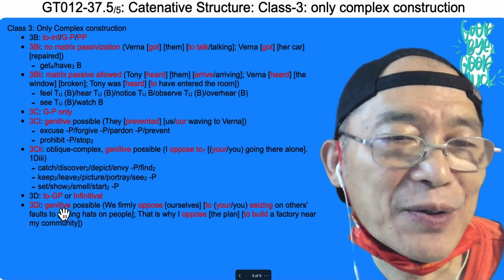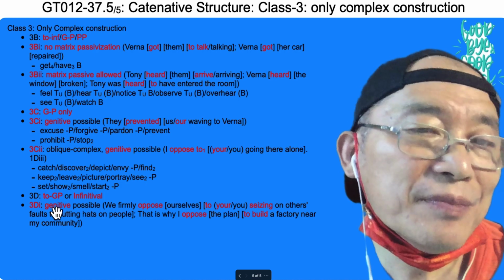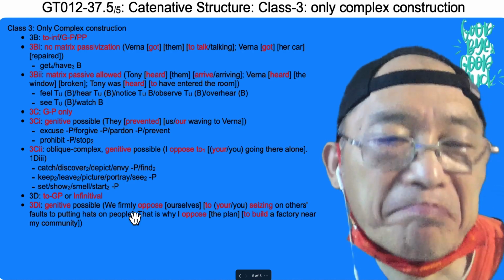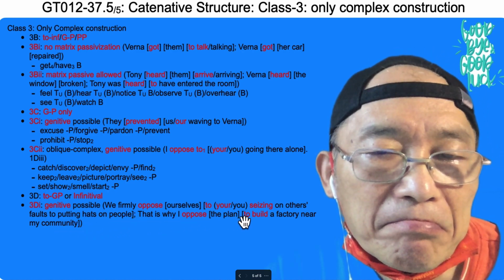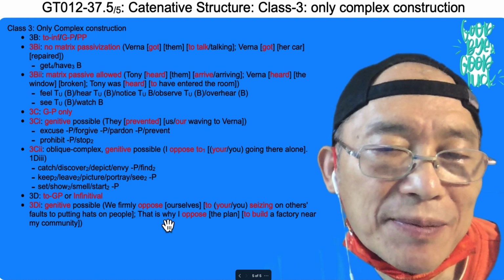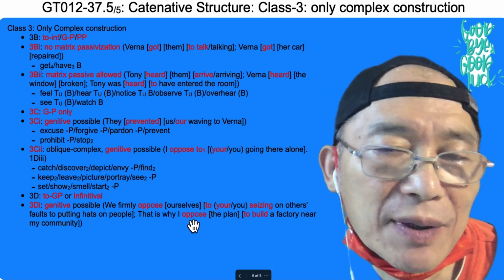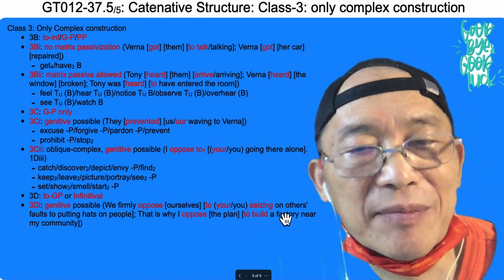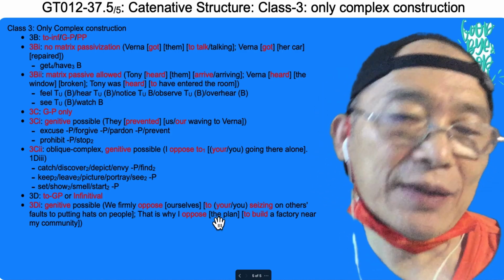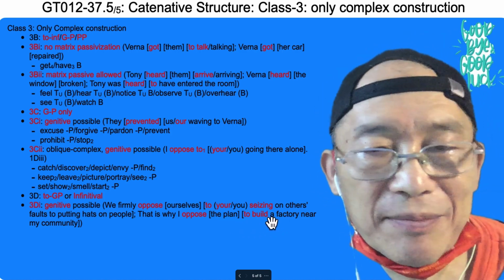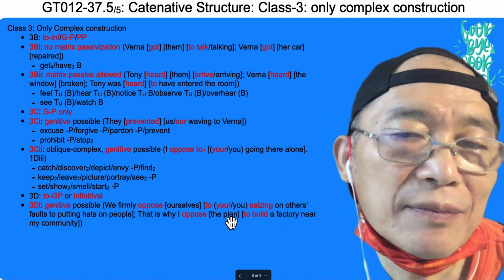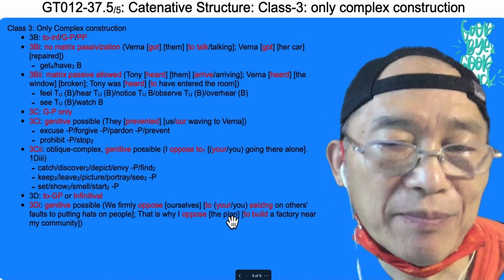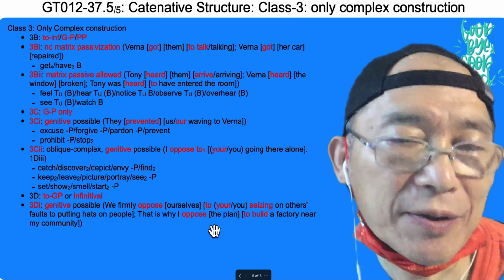3, gerund-participle. So, this to is a preposition or infinitival. Let's check. Opposes, we firmly oppose ourselves to. Yeah, gerund. So this to is a preposition. And the gerund can take its own subject. In this case, genitive is the major usage, accusative minor usage.